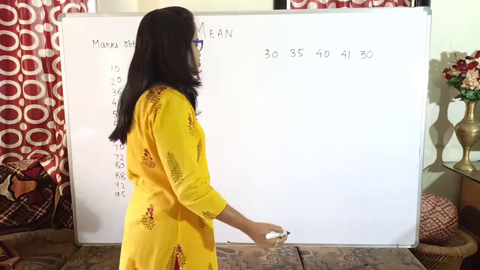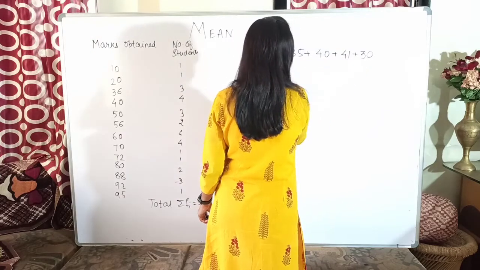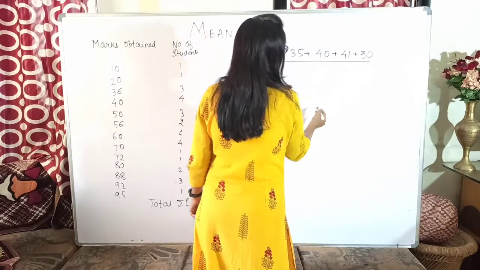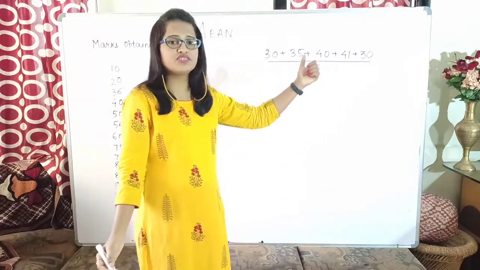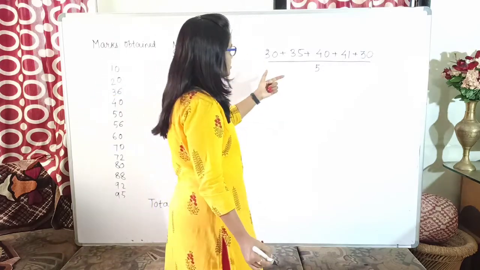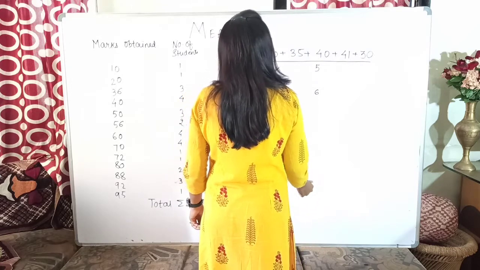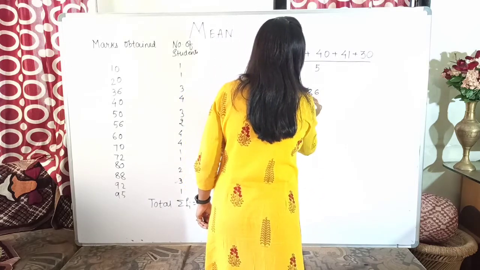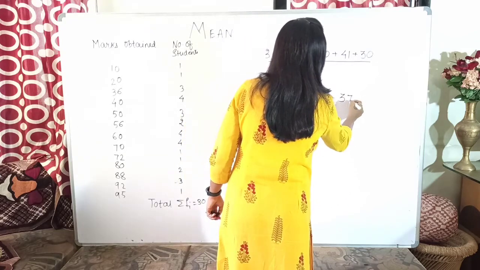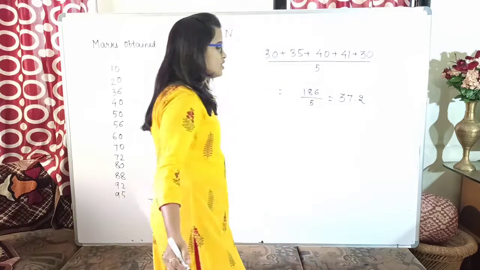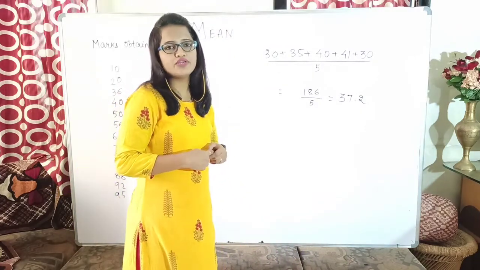So what is the logic? You already know: you add all the marks obtained by that student and divide by 5. Why divide by 5? Because these are the marks obtained by the student in 5 subjects. The addition gives 30 plus 35 is 65, plus 40 is 105, plus 41 is 146, plus 30 is 176... so the sum is 186, divided by 5. 5 times 3 is 15, 35, 2. So the average marks of student A is 37.2.